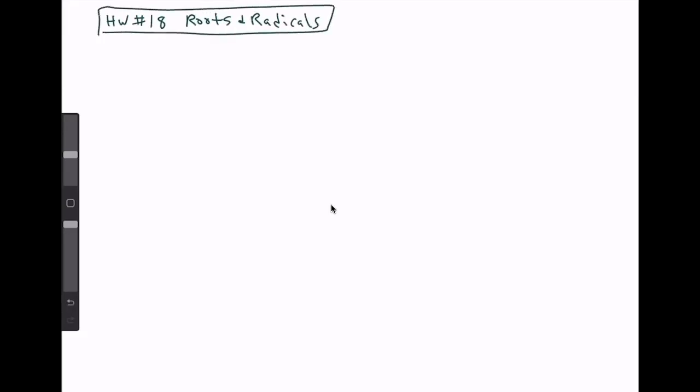We are going to start off with homework number 18, and it is called Roots and Radicals. And I included a picture of a tree, and you see all of its roots. That's a real picture, right?